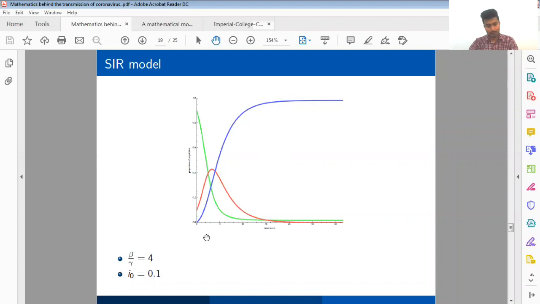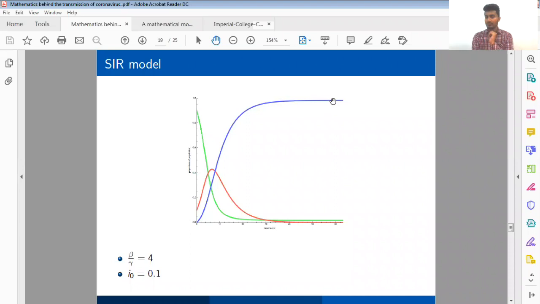So the red one is the infected people. So the infection, coronavirus, let's say, increases and then sort of decreases later, and eventually it stops. And the green one is the susceptible people. So initially, the number of susceptible people was high, because people were healthy to begin with, and it started dropping and dropping and dropping, and it drops drastically, right? Almost everybody. All right, so only a fraction of people remain susceptible in the end. Now the blue curve that you see, this one is the people who recovered.